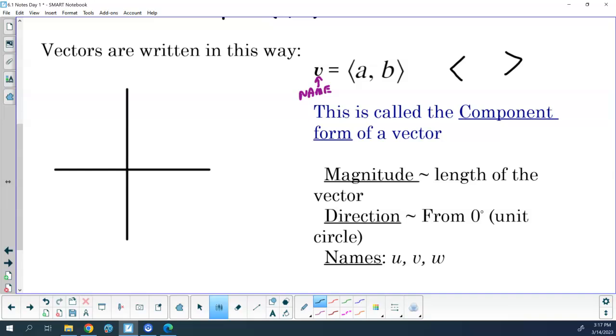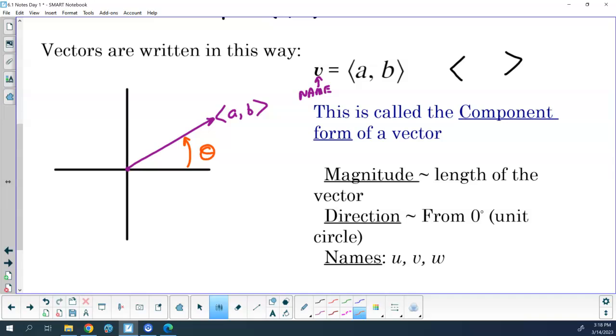Okay? The magnitude of the vector is going to be that vector's length. So the length from the origin, in this particular case, from the tail, if you will, to the head, that's the magnitude. The direction of that vector is going to be unit circle direction. So this is going to be vector A, B, and then the direction here is going to be our theta, and that's going to be a regular unit circle. 0 is straight out to the right, positive angles go counterclockwise.